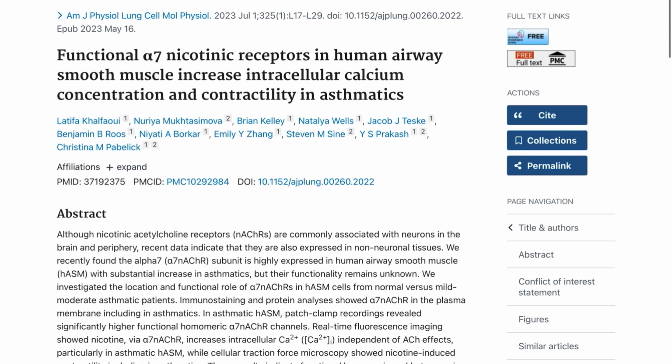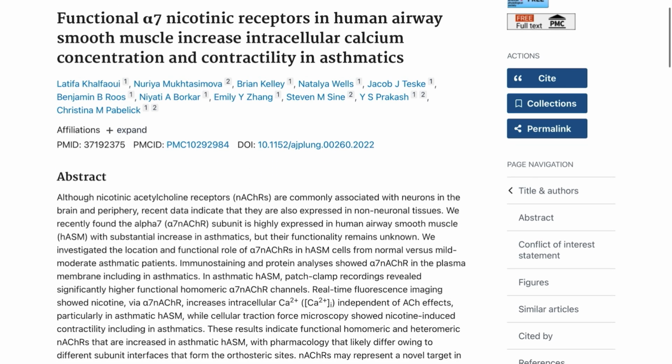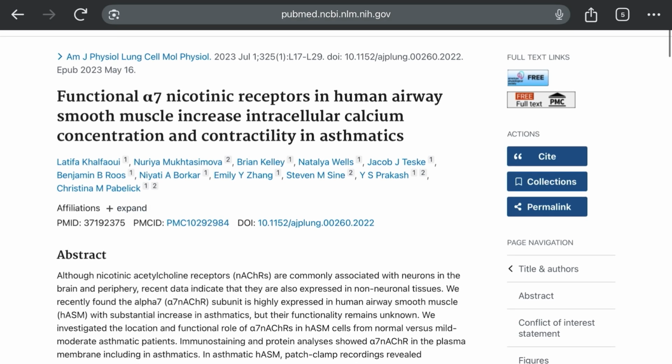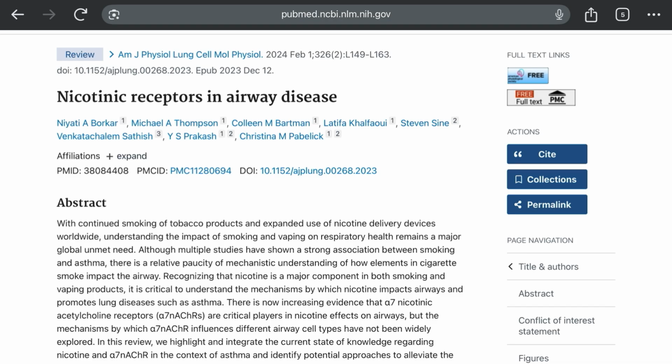So you can go through this paper, and you might be able to know more about the expression of nicotinic receptors in airway smooth muscle. The same lab also published another paper. This is a review article.